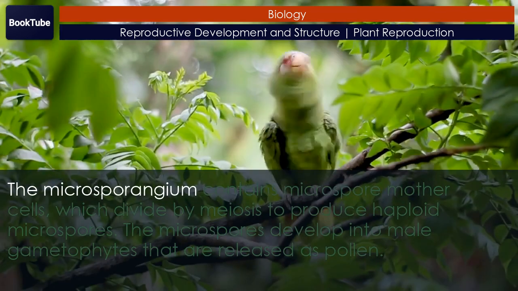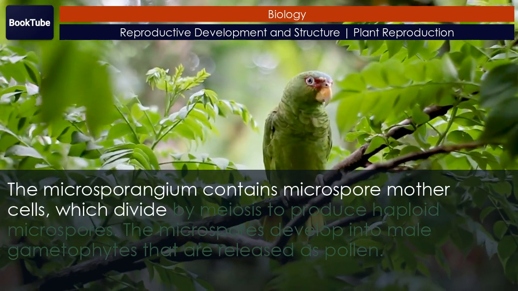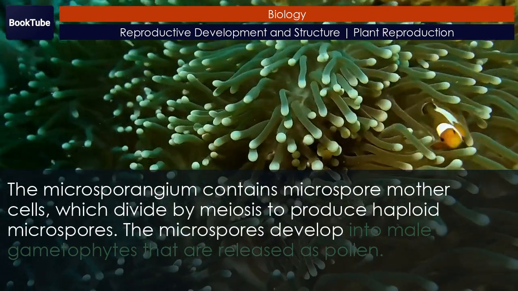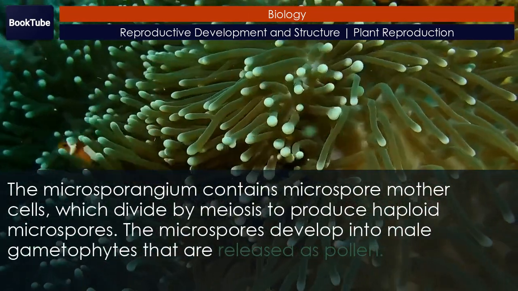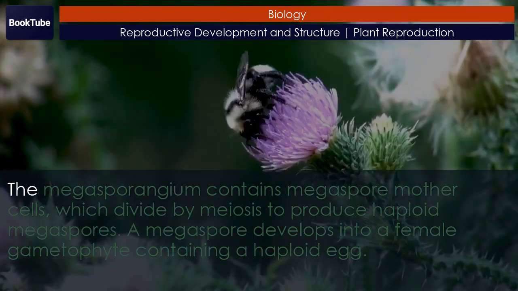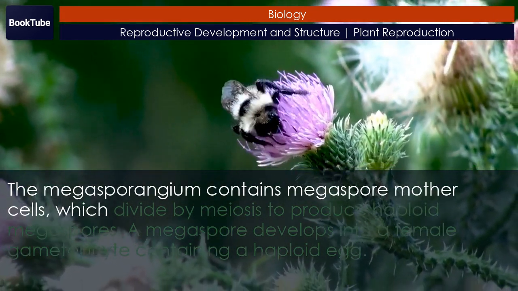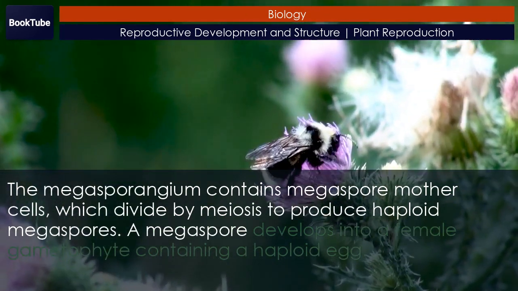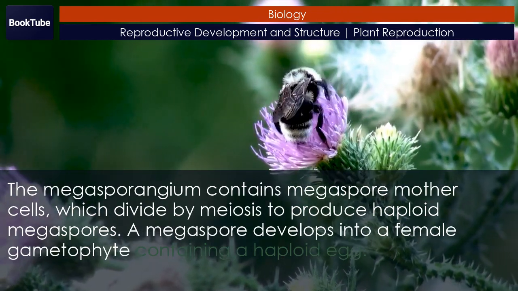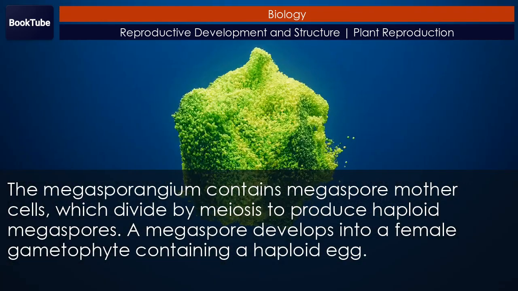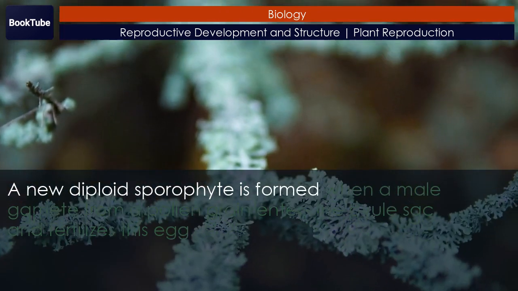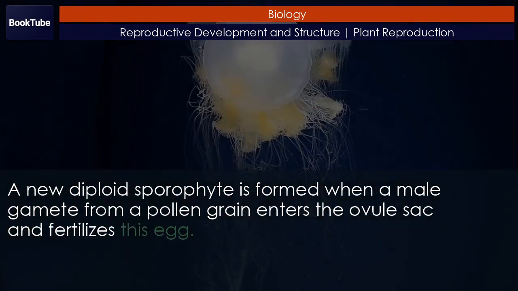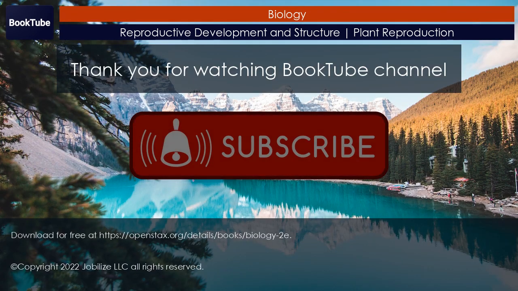The microsporangium contains microspore mother cells, which divide by meiosis to produce haploid microspores. The microspores develop into male gametophytes that are released as pollen. The megasporangium contains megaspore mother cells, which divide by meiosis to produce haploid megaspores. A megaspore develops into a female gametophyte containing a haploid egg. A new diploid sporophyte is formed when a male gamete from a pollen grain enters the ovule sac and fertilizes this egg.